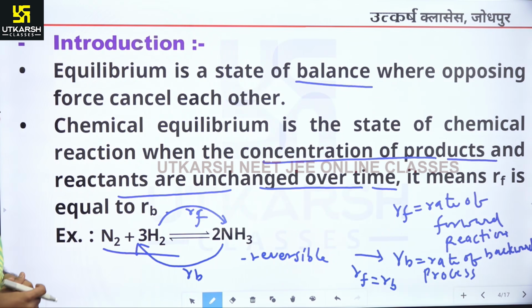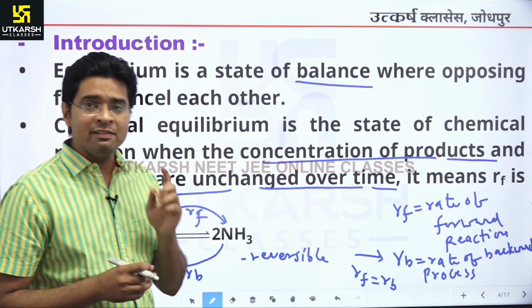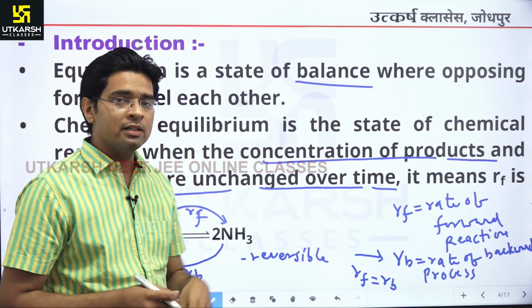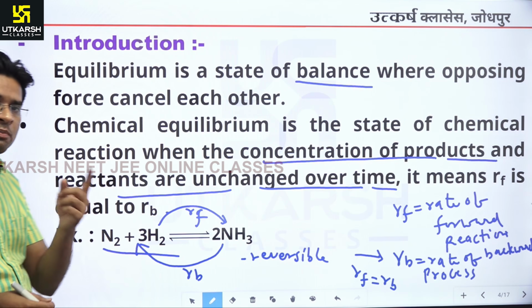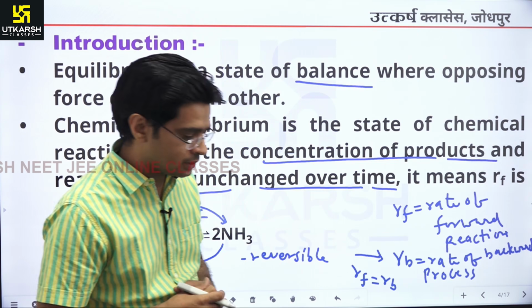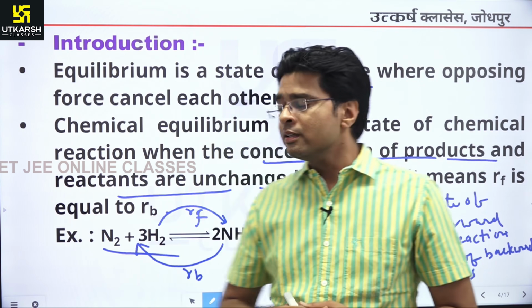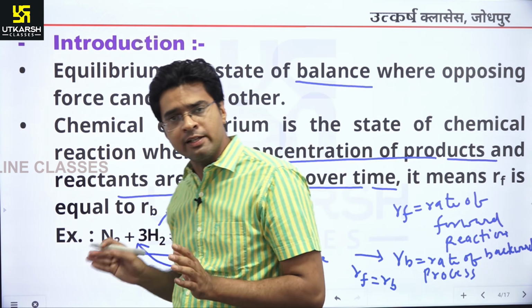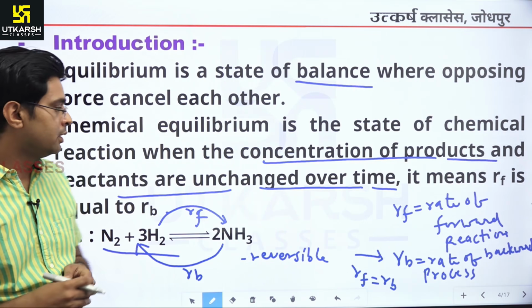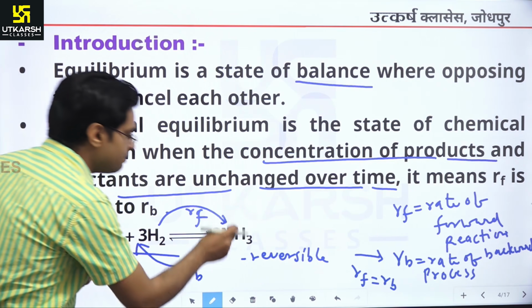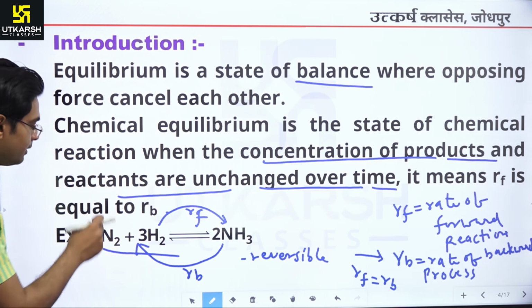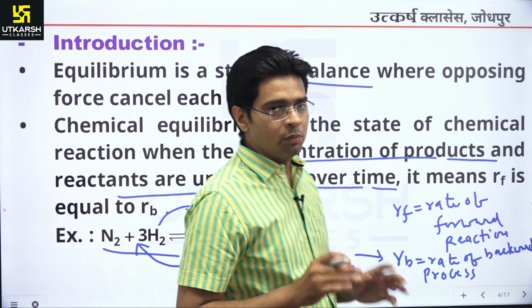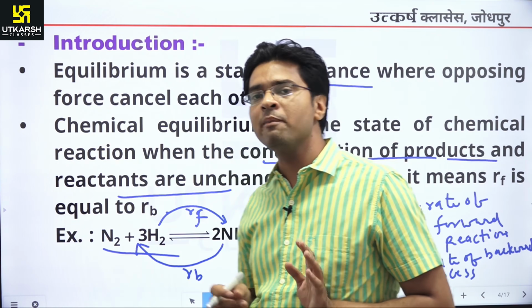So how can we define it? For a reversible process, the state of equilibrium is the state in which the rate of the forward process becomes equal to the rate of the backward process. Or you can say it is the state in which no change is observed in the concentration of reactant as well as product. So the concentration of ammonia remains constant, as do the concentrations of nitrogen and hydrogen, with time. I hope you get the basic definition of chemical equilibrium.